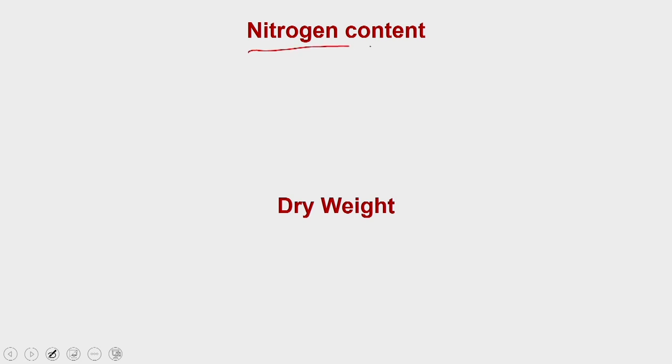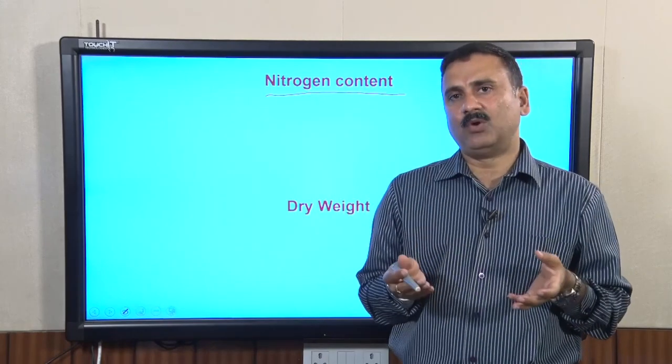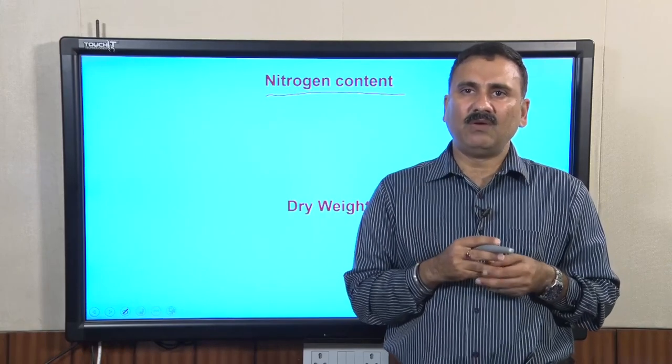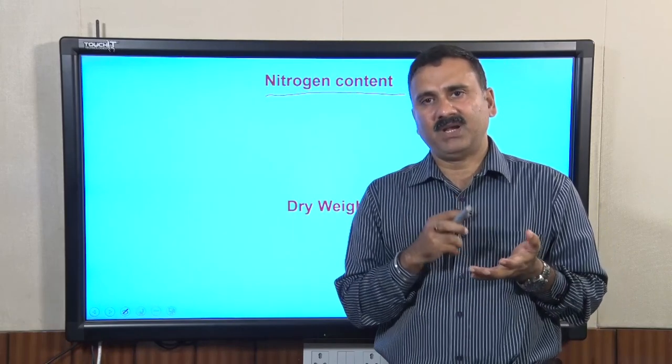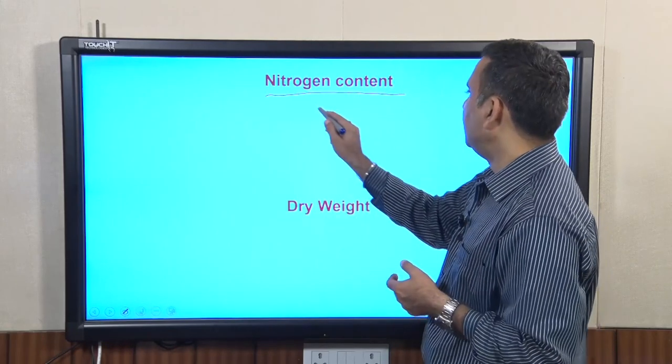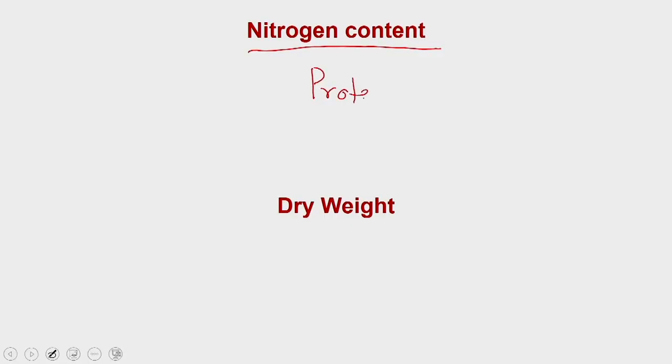The next method is that you can use the nitrogen content. You know that the bacterial cell is made up of different types of biomolecules, and in the previous lecture we discussed that the bacterial cell is made up of proteins, carbohydrates, DNA, RNA and lipids, and the protein is made up of amino acids. And amino acid means it contains the amino group, so this means nitrogen.